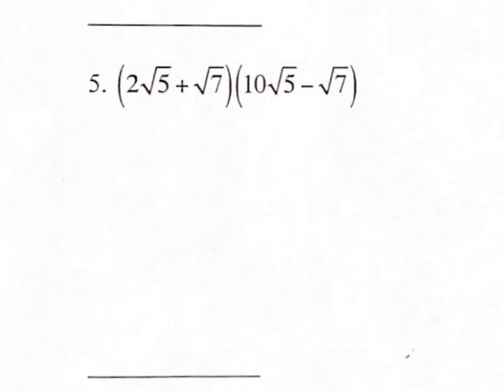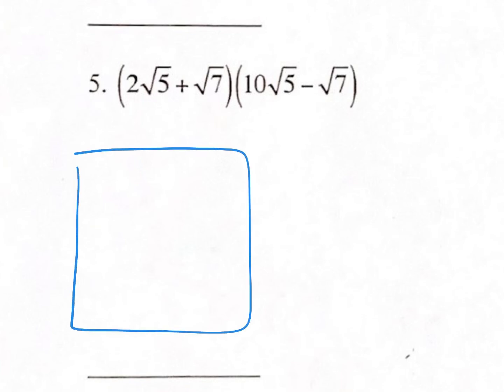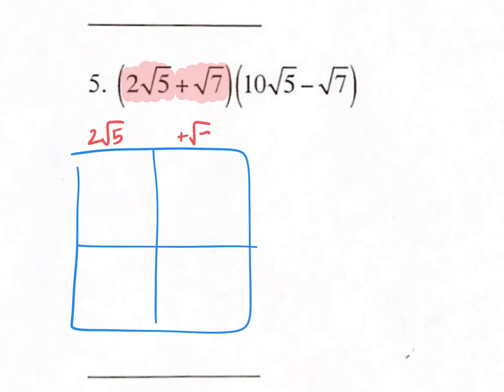Okay, now we have a binomial times a binomial, which means that we need to either do the box method or we need to do the FOIL method. A lot of you like the box method, so I'm going to show you the box method. I'm going to take this term here on top, so this 2 square root of 5 plus the square root of 7, and I'm going to write that in the top part of this box here. Then on the right side, I'm going to write 10 square root of 5 minus the square root of 7.